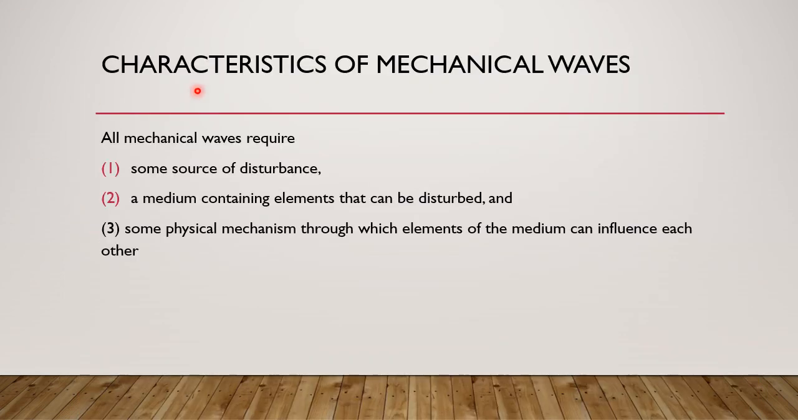In this chapter, we will be focusing on mechanical waves. Here are some characteristics of mechanical waves. Number 1, all mechanical waves require some source of disturbance. Number 2, a medium containing elements that can be disturbed. And number 3, some physical mechanism through which elements of the medium can influence each other.